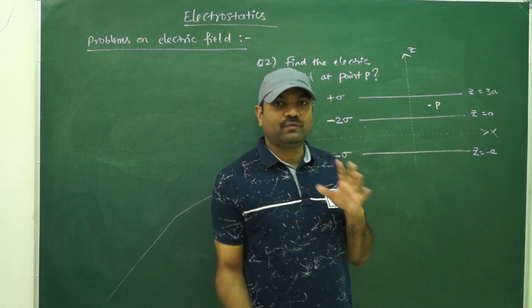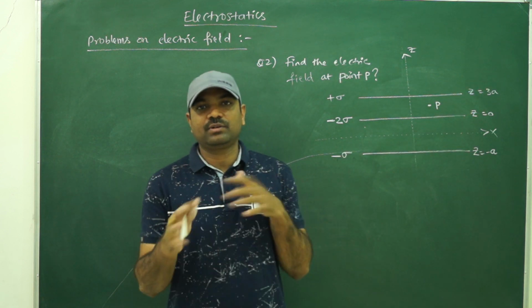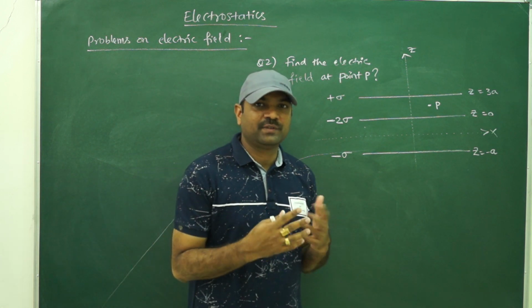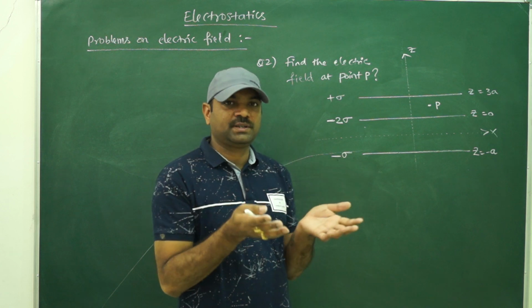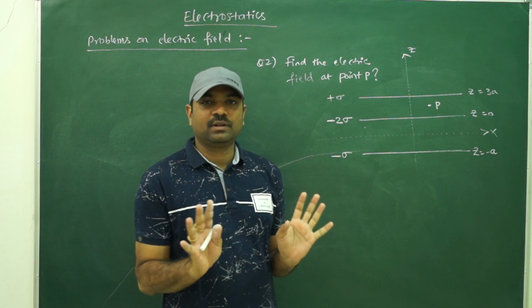They have deliberately given Z equal to minus A, Z equal to 0, Z equal to 3A to confuse the students, to make them more nervous by looking at the question. But if you are present with presence of mind in the examination, then you can solve all of it very easily.